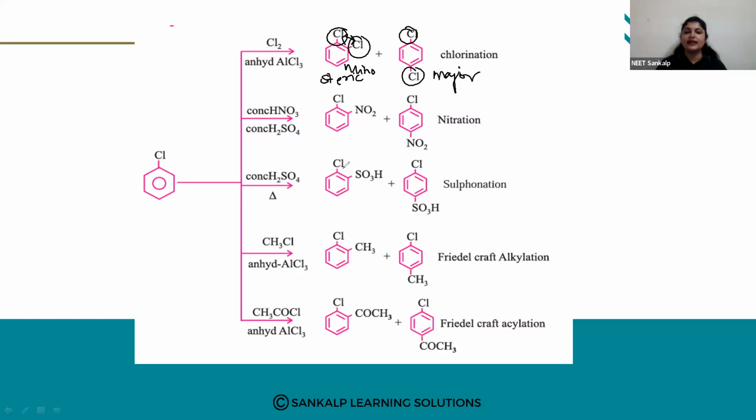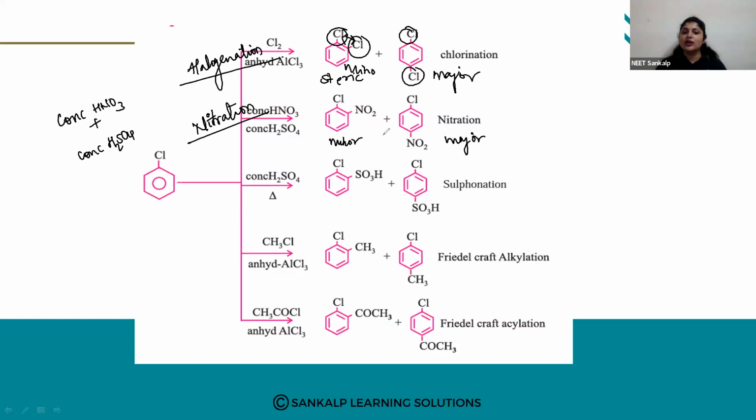Now the second is with concentrated HNO3 and concentrated H2SO4. The first reaction with Cl2 is called halogenation. The second is nitration. So what is nitration, or what is the nitrating mixture? Always remember, the nitrating mixture is concentrated HNO3 and concentrated H2SO4. One will be your minor product and this will be your major product. Now this is what?